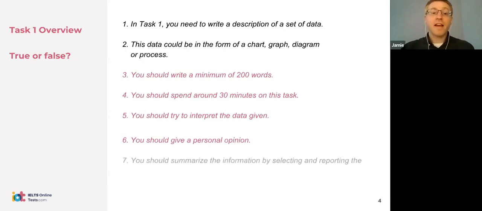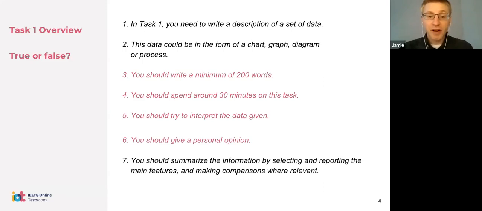For number 7, and this is very much true, you need to summarize the information by selecting and reporting the main features and making comparisons where relevant. You don't have time to describe every bit of information in the chart or table, so you need to select the key information and report it.